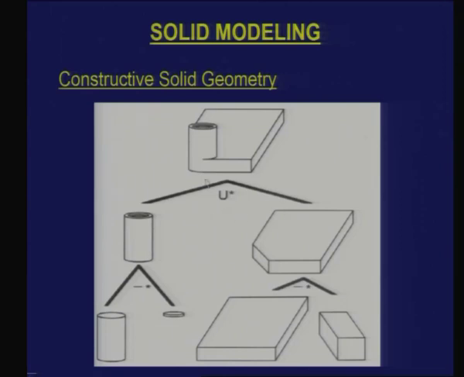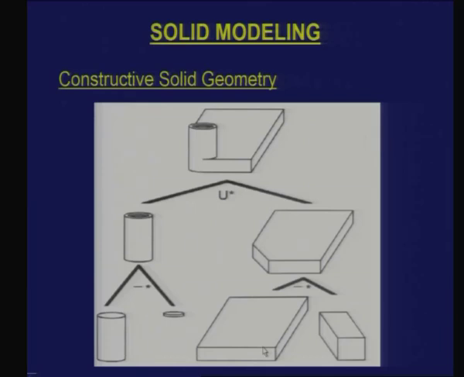Union is basically you are looking at the material which is there in both the primitives, this and this, including the common volume which is there in both. So I can build an object like this starting from simple primitives.